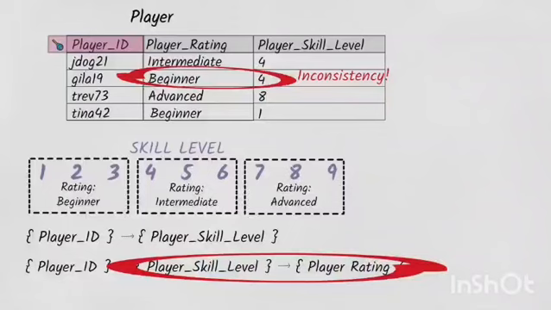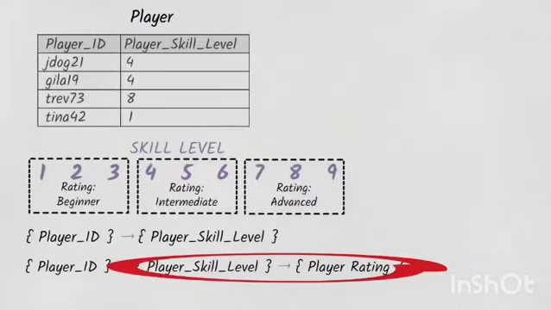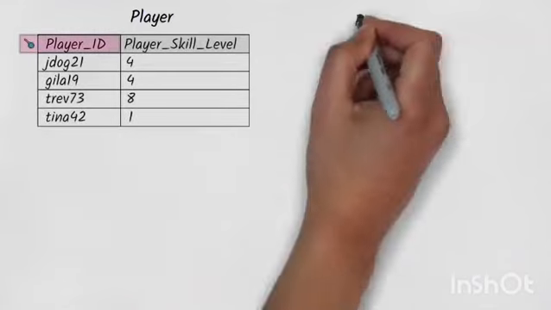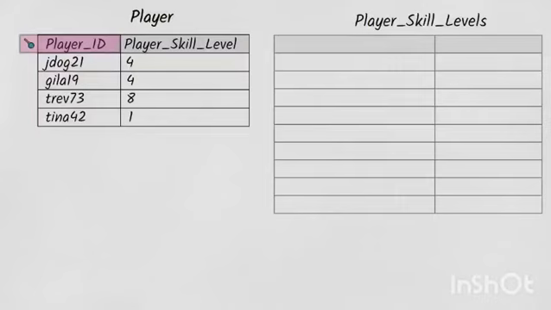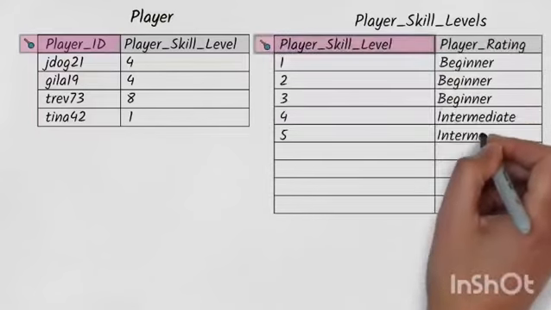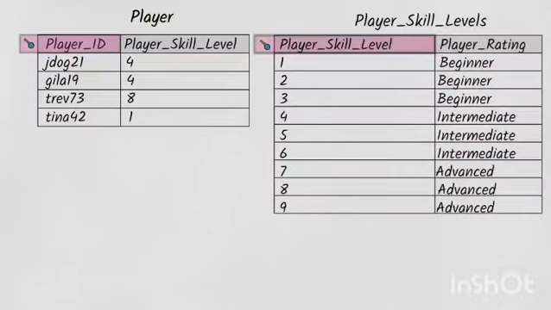Because player rating depends on player skill level, which is a non-key attribute, this table is not in third normal form. There's a very simple way of repairing the design to get it into third normal form. We remove player rating from the player table, so now the player table looks like this. And we introduce a new table called player skill levels. The player skill levels table tells us everything we need to know about how to translate a player skill level into a player rating.